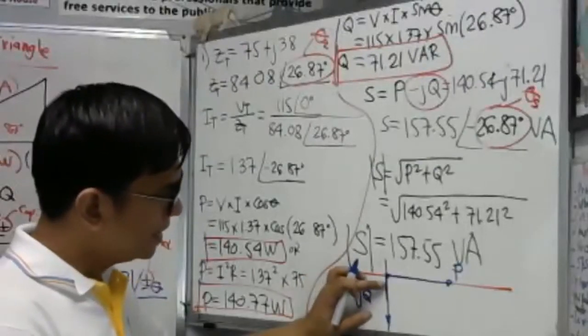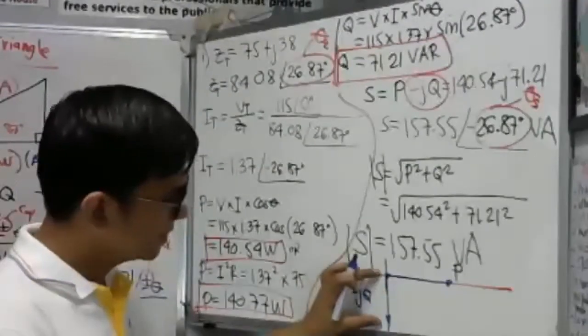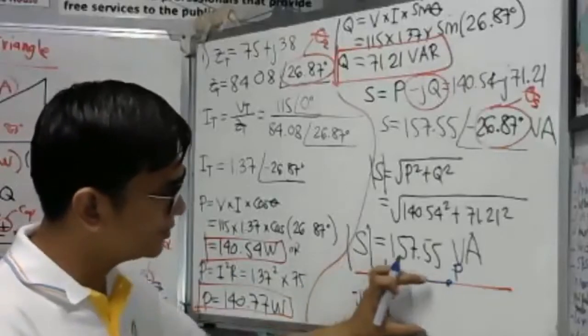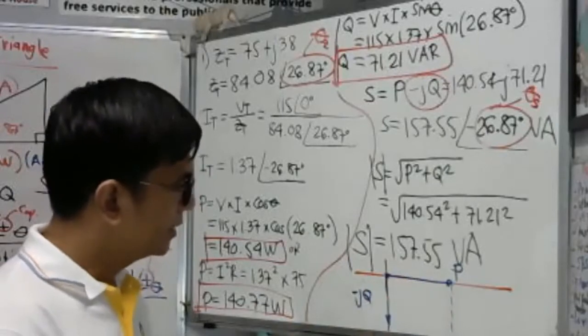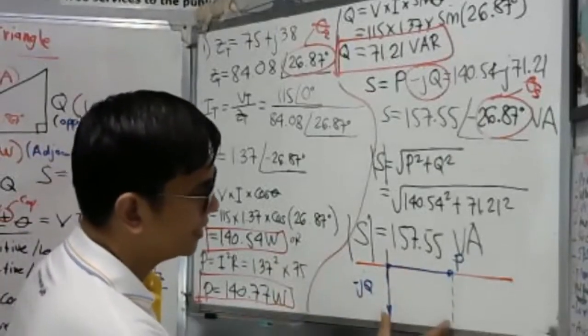Let us project the magnitude of this. Here. Let's say if this is 3 inches, project the 3 inches here. That one. Okay? If this is 5 inches, you project here the 5 inches.